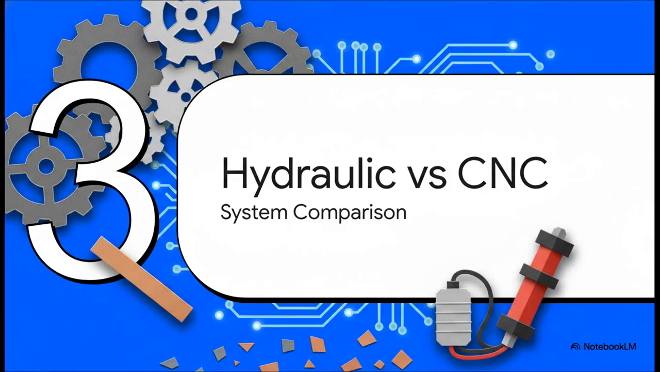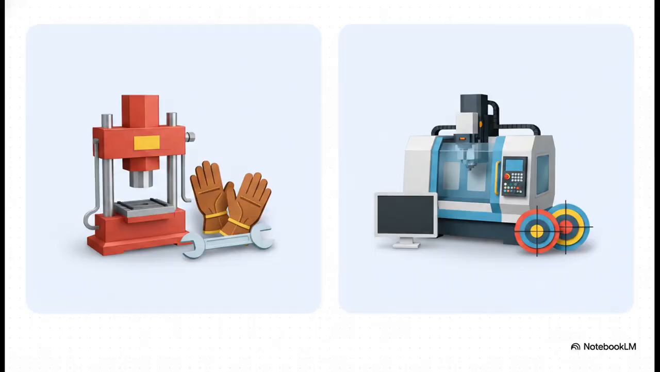All right, Section 3, hydraulic versus CNC systems. Let's compare them. And this brilliantly illustrates the big choice you have to make. On the left, hydraulic machines, simple, fluid-powered strength, and highly affordable. They are ideal if you're running steady, repetitive parts and you've got a skilled labor force that knows how to handle the machine. On the right, CNC machines.